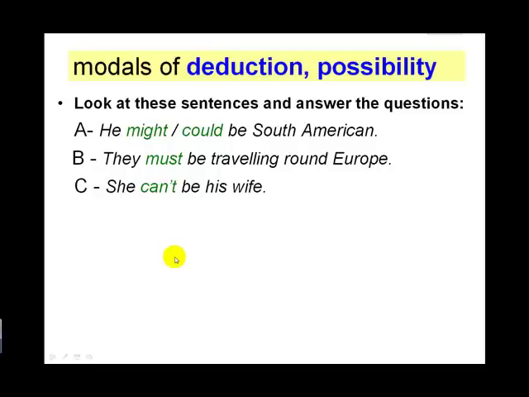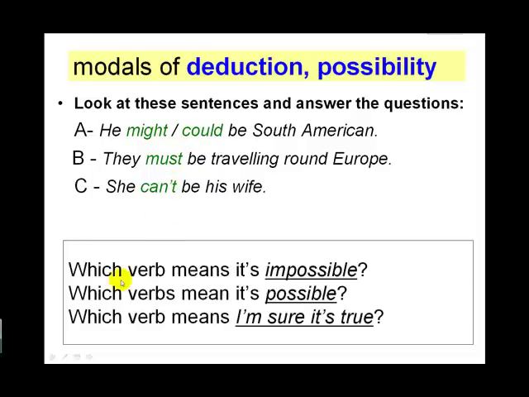With deducting from different situations and different possibilities, we can use might, could, must, or can't. We have three sentences here. Which verb means it's impossible? This one, she can't be his wife. It's impossible that she is his wife. Can't expresses the idea of it's impossible.